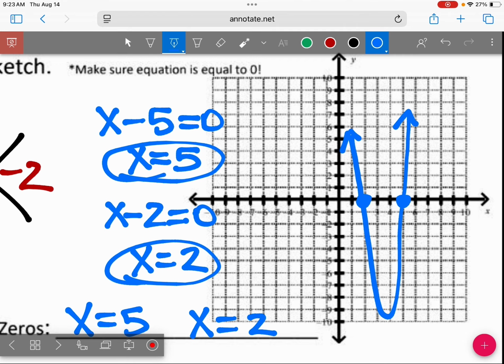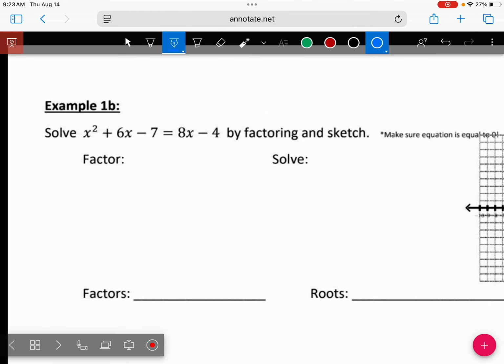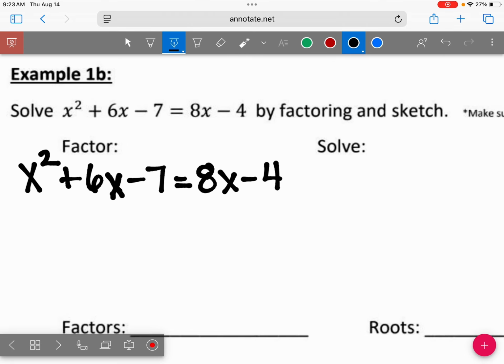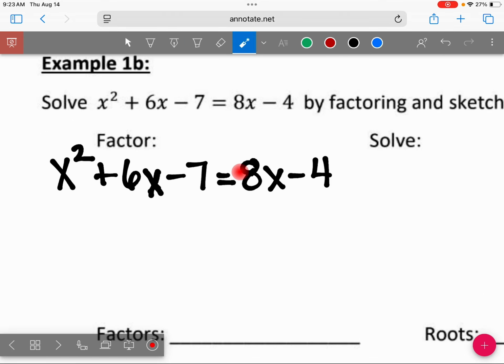All right, one more. So we got x squared plus 6x minus 7 equals 8x minus 4. So first thing first, we have a problem. This is not set equal to 0. So we have two things that we need to bring over. The first thing I'm going to bring over is this positive 8.